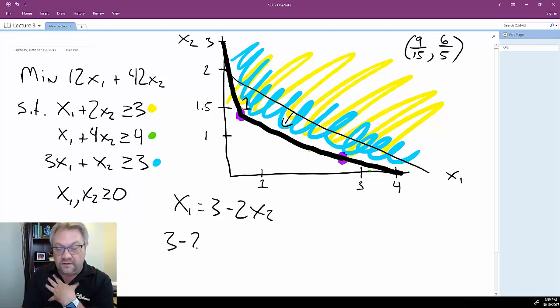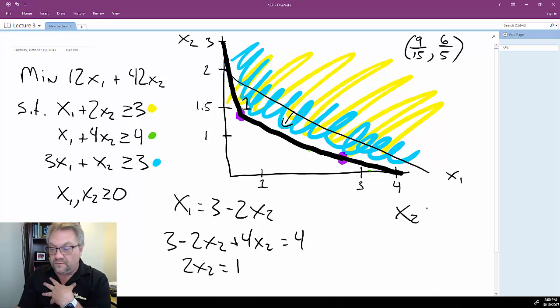So 3 minus 2x2 plus 4x2 is equal to 4. Okay, so that is a 2x2. I'm going to move that over. 2x2 is equal to 1. So x2 equals 0.5. Okay, so sure enough, I'm under 1, so that looks good.